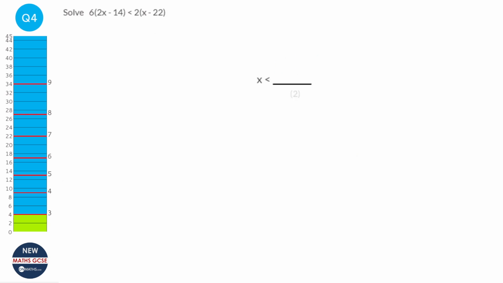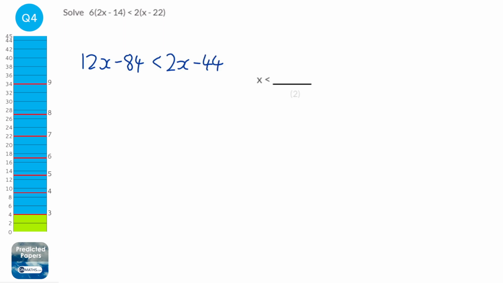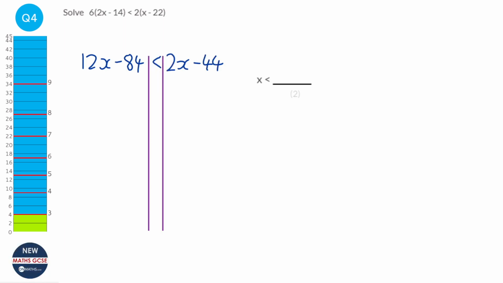I'm going to start by expanding these brackets. You could have divided both sides by 2 and then expanded the brackets on the left, but I'm just going to expand them all because it might be easier. So we've got 2x minus 44. Get our tram lines in because we're solving. The rule is that we get rid of the smaller amount of x. So we've got 2x here and 12x on the other side, so we subtract the 2x from both sides. That gives us 10x minus 84 is less than minus 44.